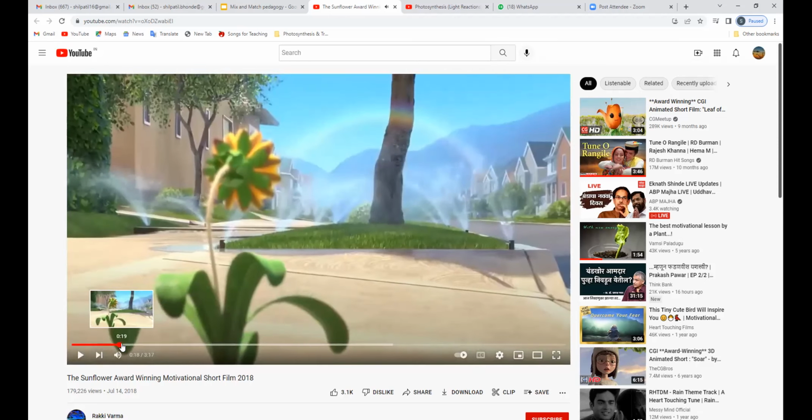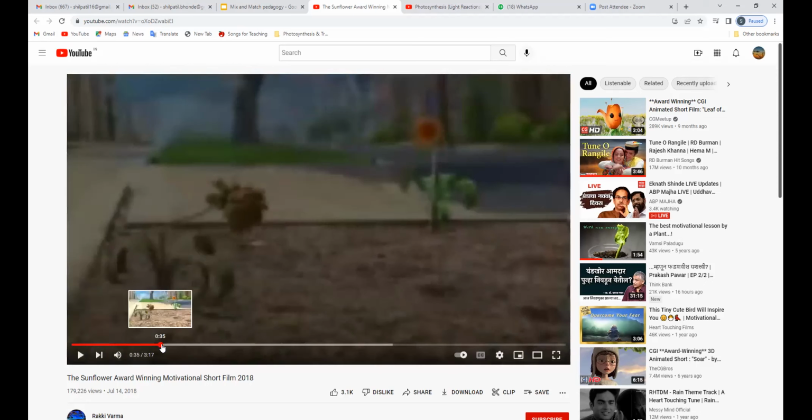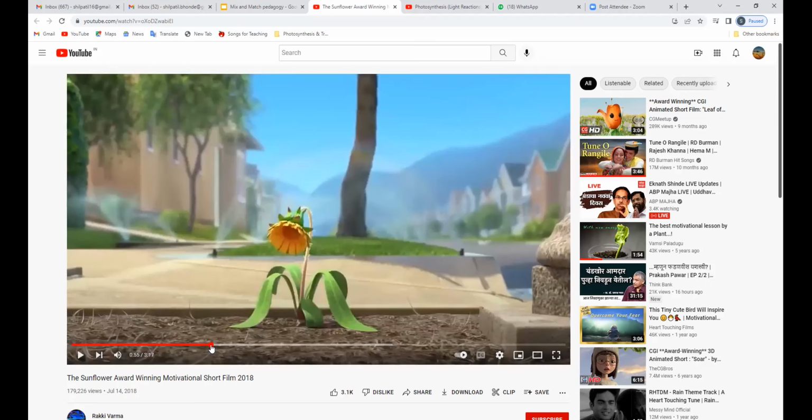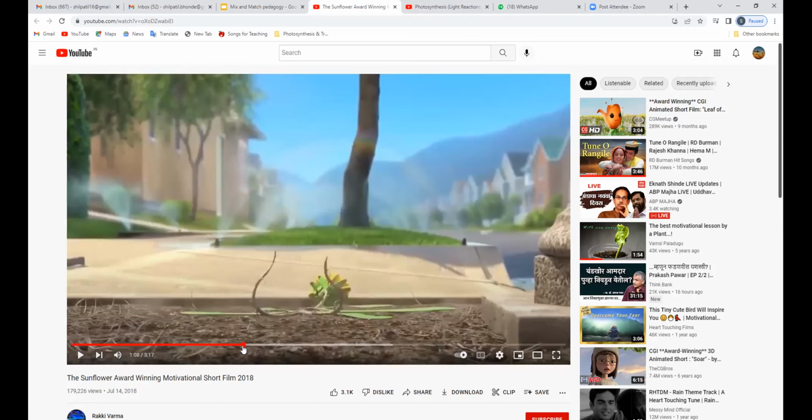Actually, in this video, it is shown that this flower or this plant wants water and it could not get it. So it starts working hard, it starts walking, and it starts moving forward towards water. But as it is so hot, at the end, before reaching the water, it couldn't survive.